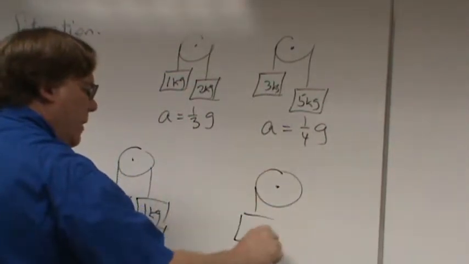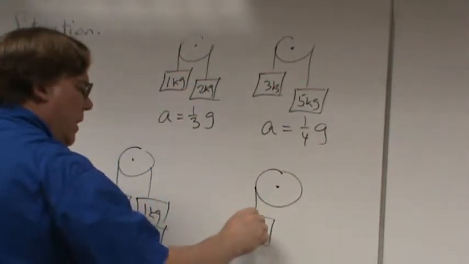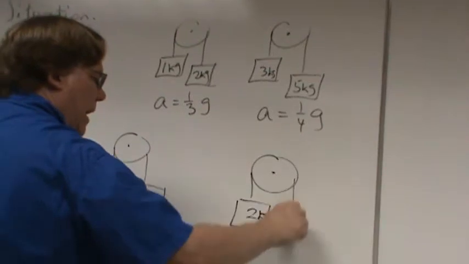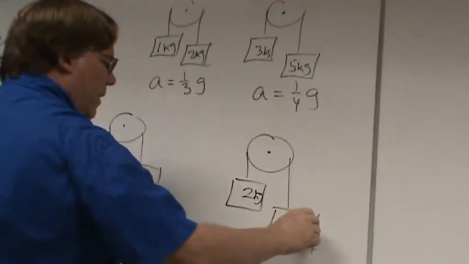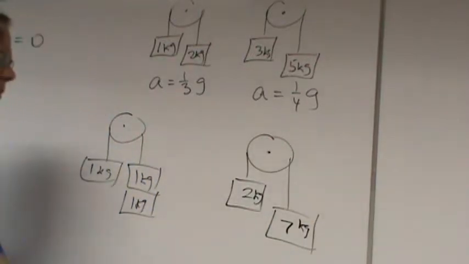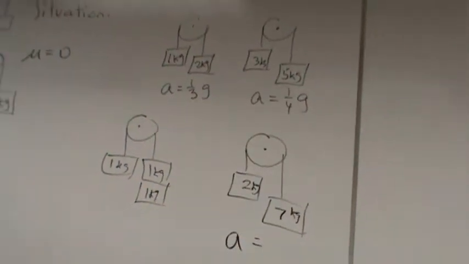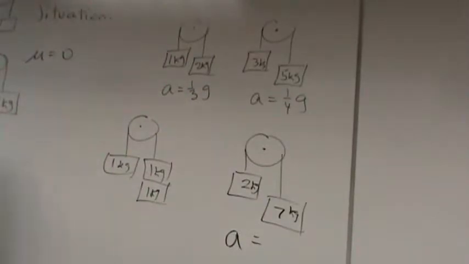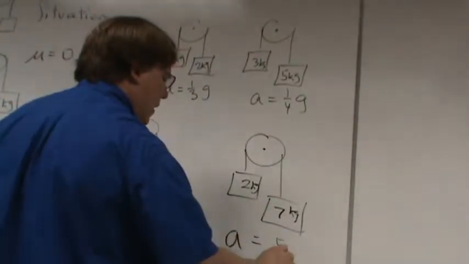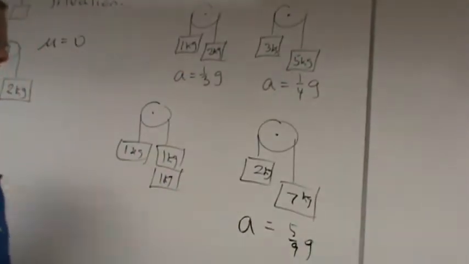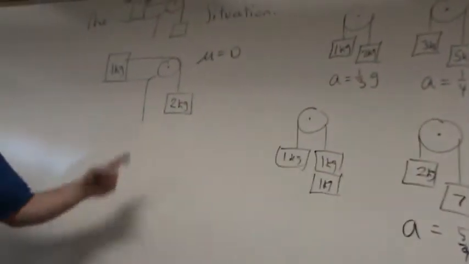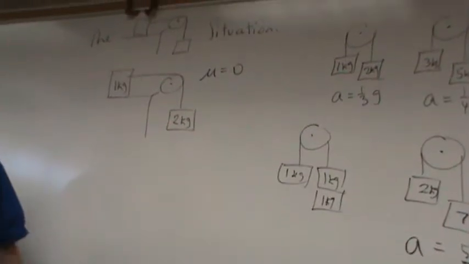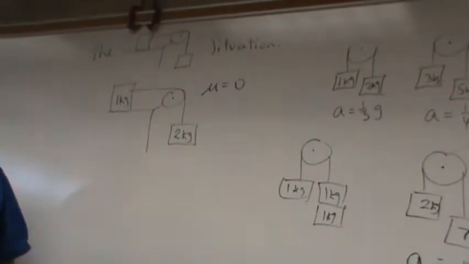How about if I gave you this? Here, I'll give you one really quick. What if this is 2 kilograms and this guy here is 7 kilograms? What would you expect the acceleration of this guy to be? Yeah, good for you. 5/9 g, right? All right. So here's my next question to you. What do you expect this to be? The friction is 0. What do you expect the acceleration of this system to be?